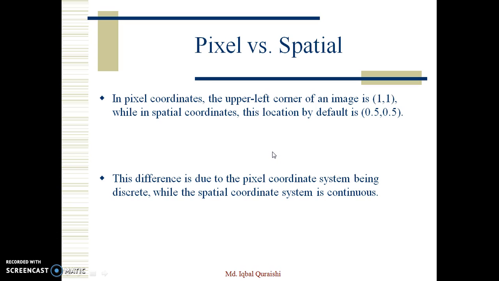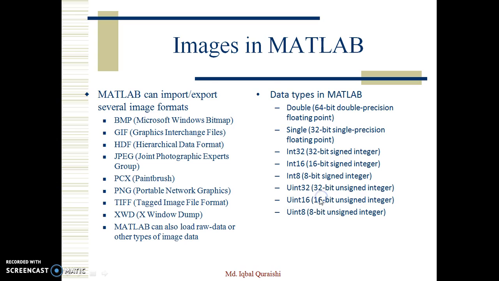So in pixel coordinates, the upper left corner of an image is 1 1. In the spatial coordinate, that becomes 0.5, 0.5. The difference is due to the pixel coordinate system being discrete while the spatial coordinate system is continuous.